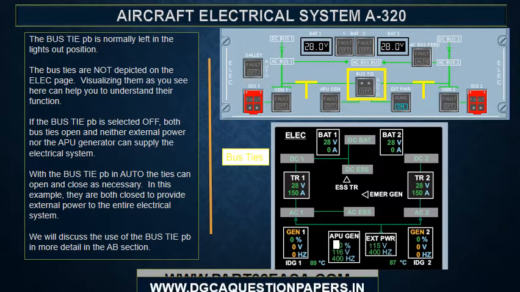With the bus tie push button in auto, the ties can open and close as necessary. In this example, they are both closed to provide external power to the entire electrical system. We will discuss the use of the bus tie push button in more detail in the abnormal operation section.